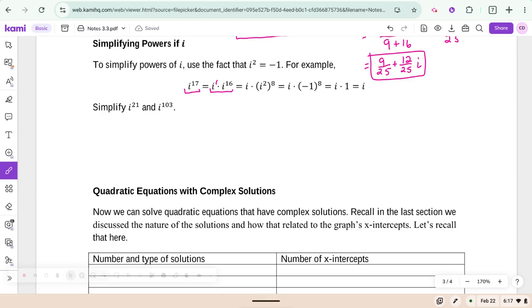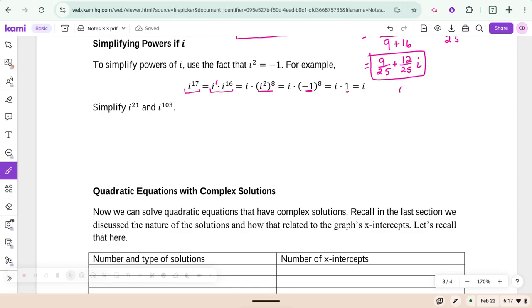Now we can take our even power of i, 16, and we can rewrite that as i squared to the power of 8. 2 times 8 is 16. That's why we can do this. Now again, since i squared is negative 1, we can substitute that. And negative 1 to the power of 8 is positive 1. Anytime you take a negative number to an even power, it's going to be positive.